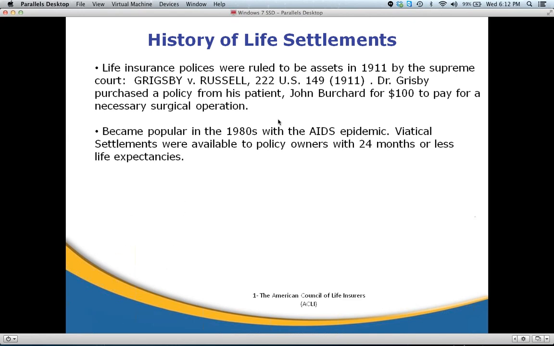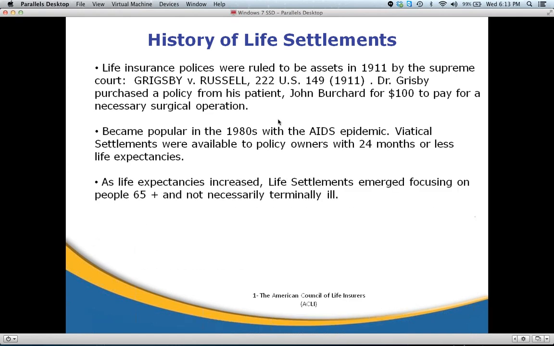So the market really shifted because they couldn't find enough people with terminal illnesses that were living less than 24 months. They tried searching out other diseases, but the demographics were different and the policies just weren't there to be bought. Most people kept them in force. So in the 90s and 2000s, we saw the shift towards life settlements, which was focusing on folks that have longer life expectancies, typically 15 years or less to live. So far more than just the 2 years for viaticals. So now the market is focused on folks that are 65 or older and not necessarily terminally ill.